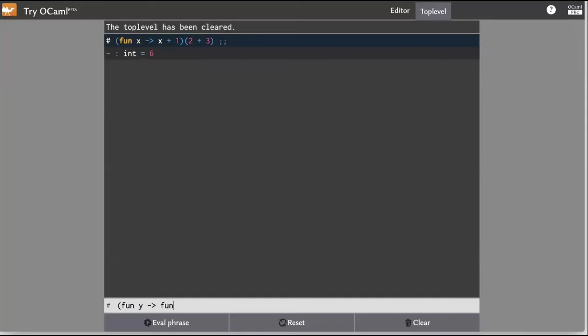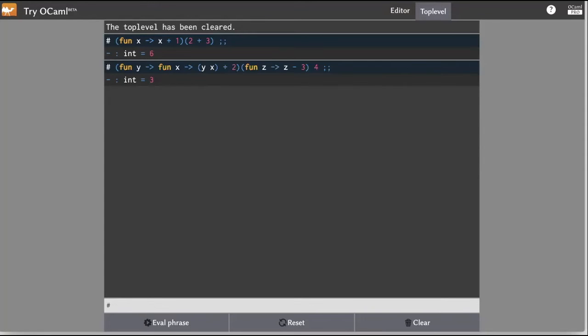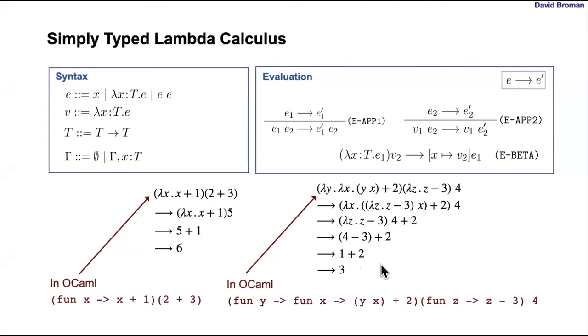So fun again. So we have the 2 lambdas here. Y is applied to x plus 2. And then we have the first argument, which is again a function with parameter z minus 3. And then the last argument is 4. And if we run this, we get an evaluation that ends up with value 3. So I hope you understand now the basic idea about the evaluation rules. So this is the dynamic semantics of the lambda calculus, where you can do some computations.